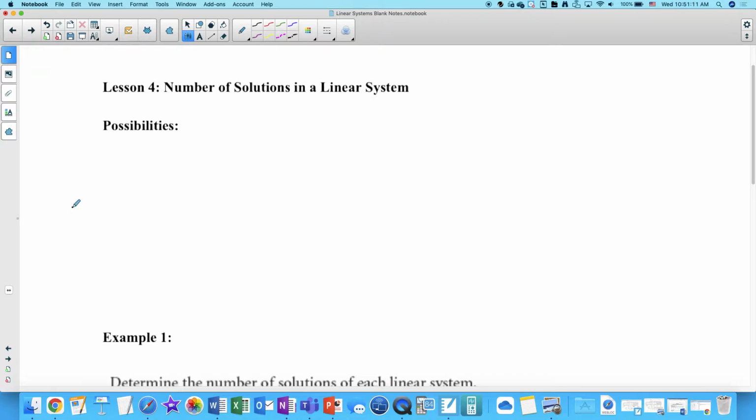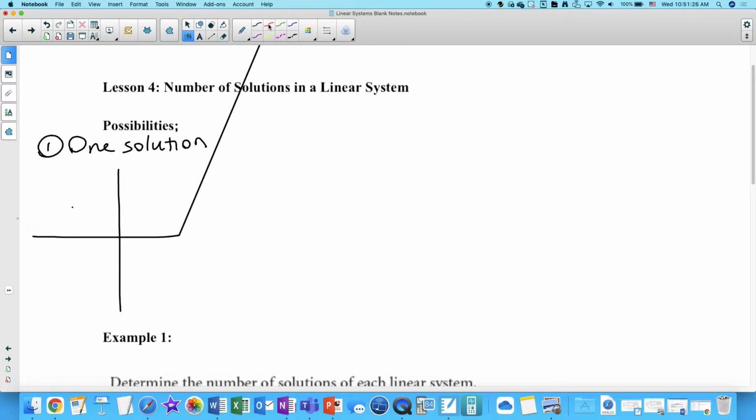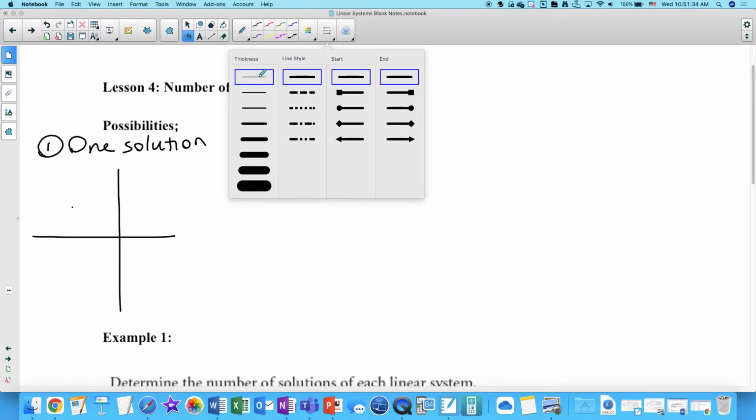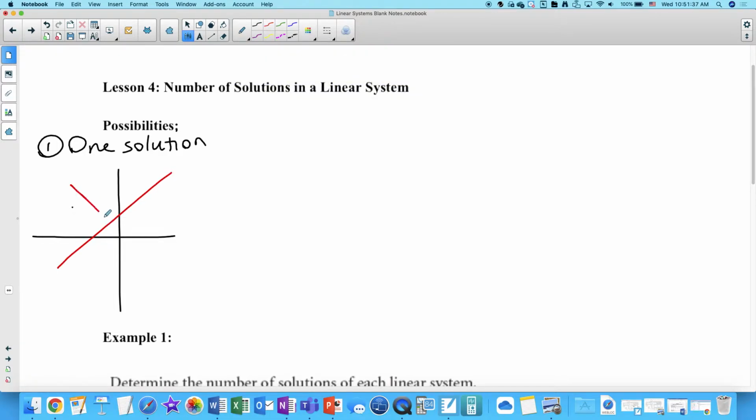So the possibilities, it's very likely that you will get one solution. So that's the first possibility. And graphically, what will happen is you will see an intersection point of the 2 lines. Okay, so that's what happens when we get one solution. And most of the time, this is what happens. Okay, but there actually are other possibilities as well.